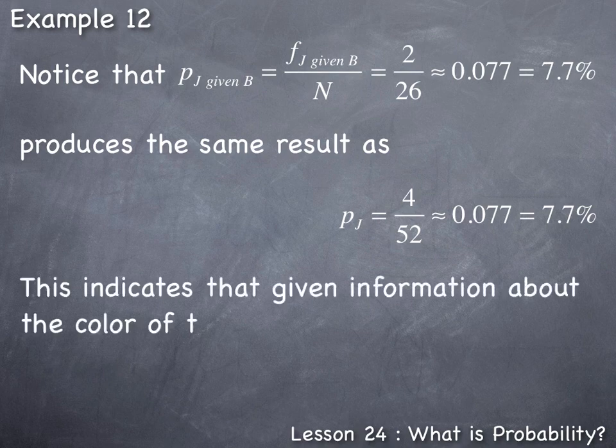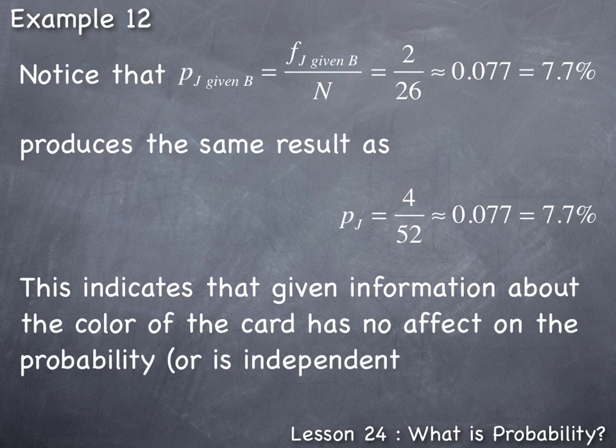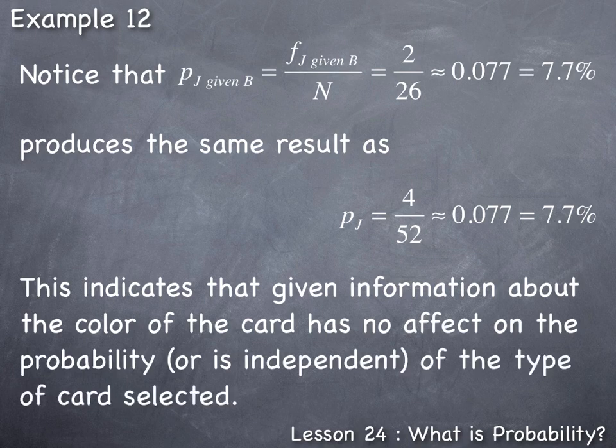This indicates that the given information about the color of the card has no effect on the probability of the type of card selected. In statistics, when one event has no effect on the other event, these events are said to be independent. That is, one has nothing to do with the other.